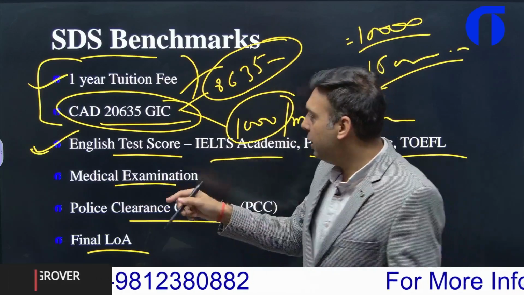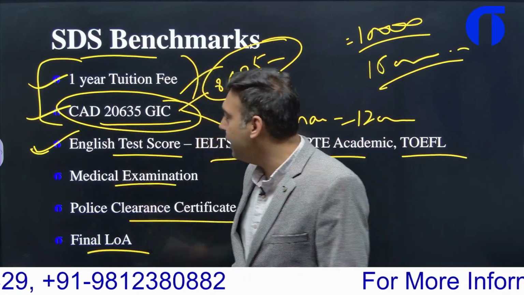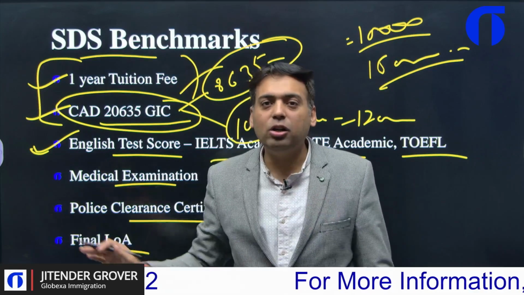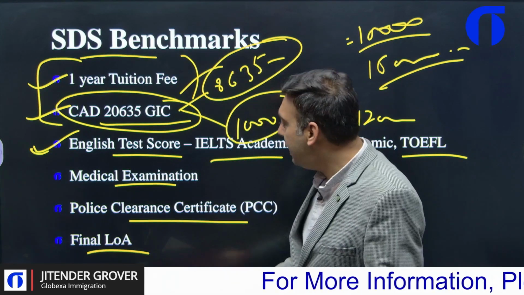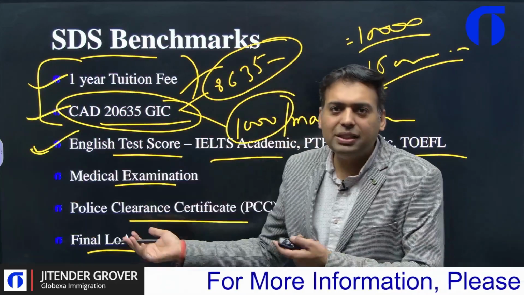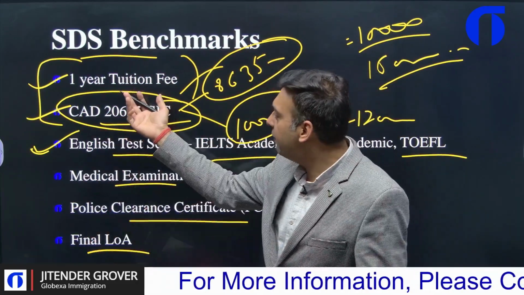I'm going to share the reason as well. You should pay the $20,635 GIC as well, right now, even though it is not a mandatory document. Under the non-SDS category, any of these documents are not mandatory. You can submit your application without these documents, without paying your first year fee.